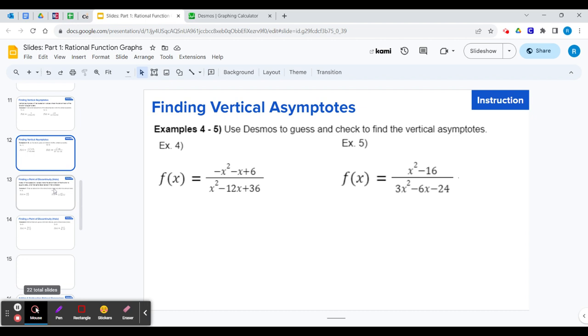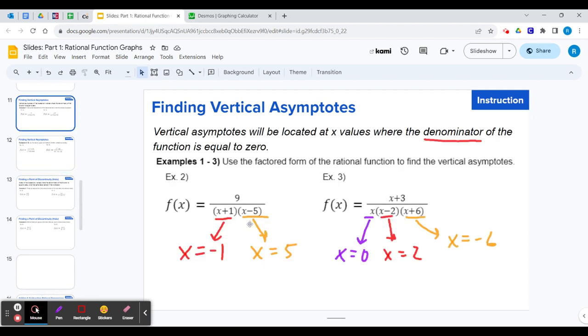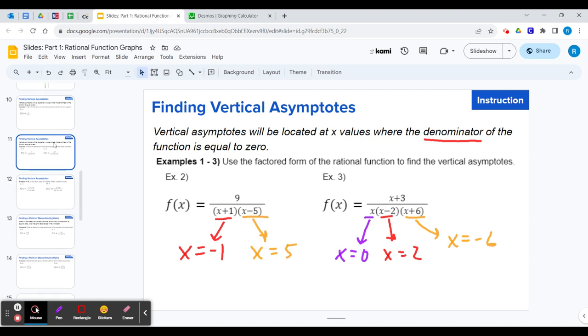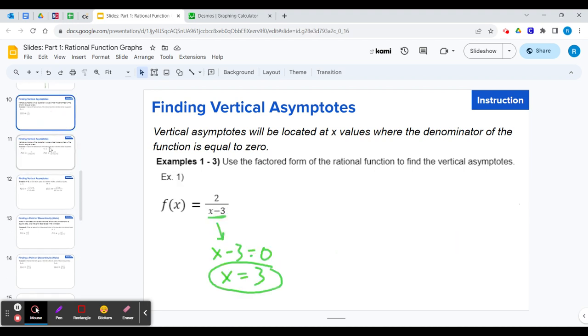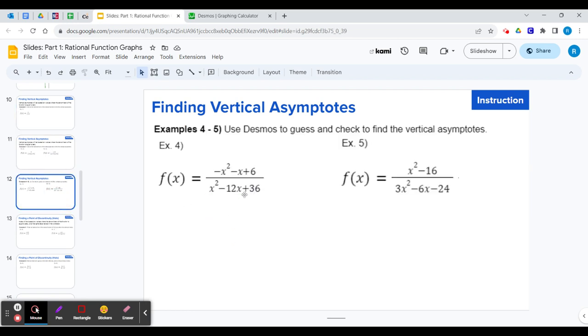So in more complicated problems, when we don't have factored form, if I go back, notice how in all of these examples we went through, 1, 2, and 3, we had everything in factored form. If we're not given factored form and we're given standard form, it becomes a lot more difficult to find. But we can actually use our Desmos and find these things without factoring first. We're simply going to plug it in and inspect and guess and check to find these asymptotes.